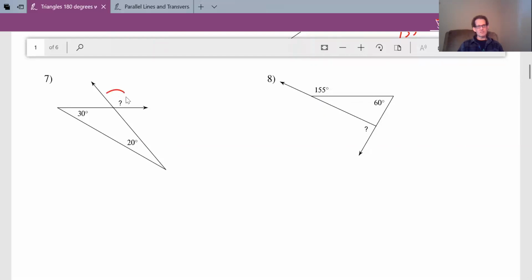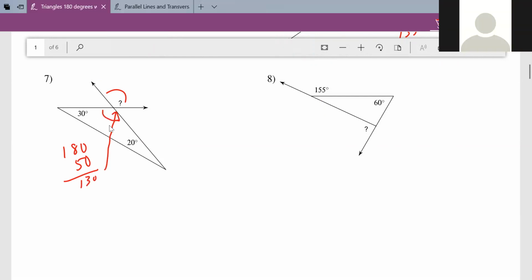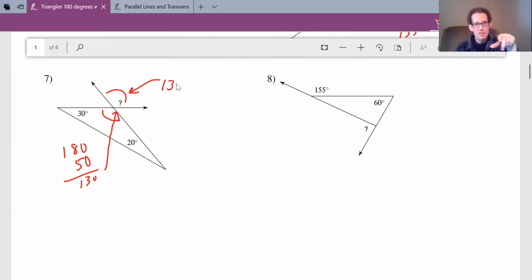I want to find this missing angle. So if I do 30 plus 20, I would get 50. If I subtract that from 180, what's left over is 130, and that's right there, this angle. But one of my geometric theorems is that vertical angles are congruent. So if this is 130, then this is also 130 degrees. And that's your solution to number 7. Okay?